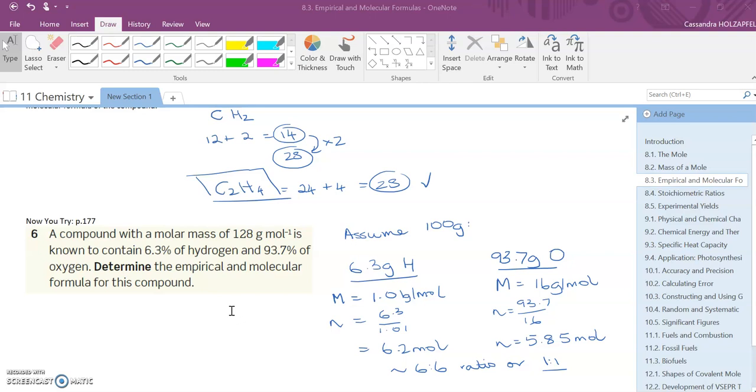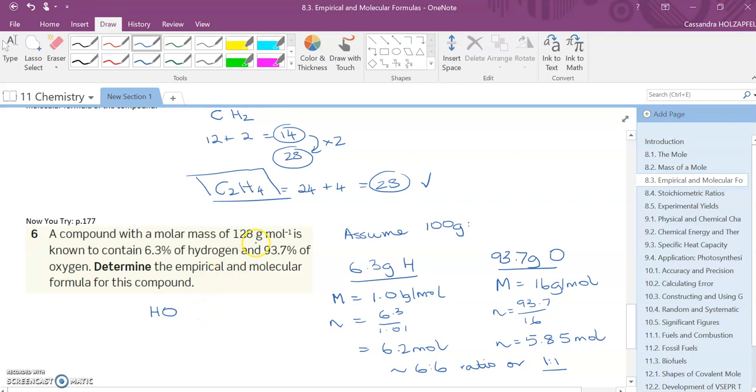What I've done is I've determined the molar mass. I've gotten that from the periodic table, substituted that into my formula, and then I've got the value of about 6.2 moles of hydrogen, and about 5.85 moles of oxygen. So I've just rounded that to about 6 to 6, or a ratio of 1 to 1. So what that means is I've got a compound that has 1 hydrogen and 1 oxygen.